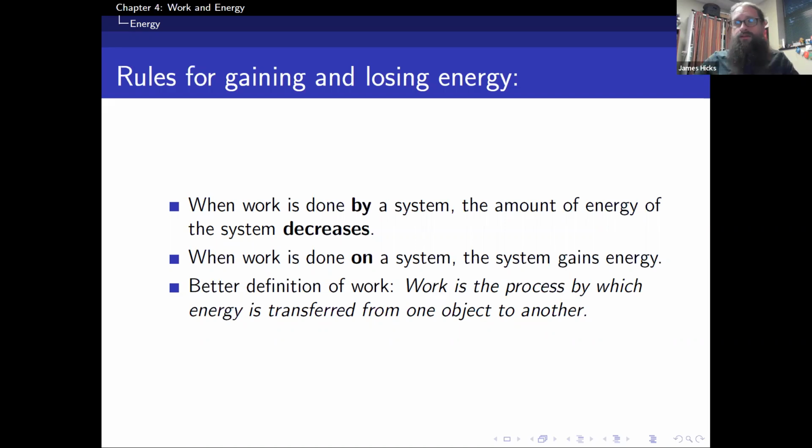So if we think about it this way, a better definition of work is really more along the lines of a process of transferring energy from one object to another.